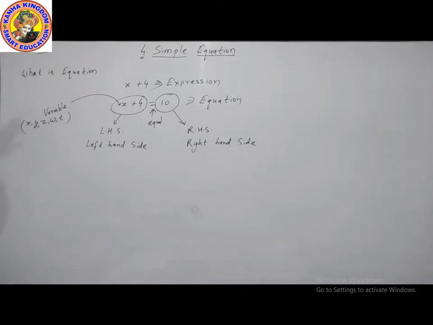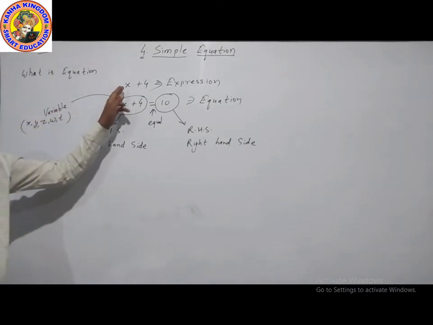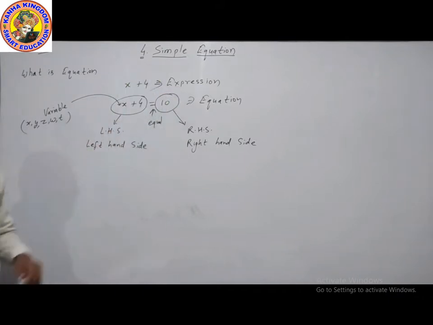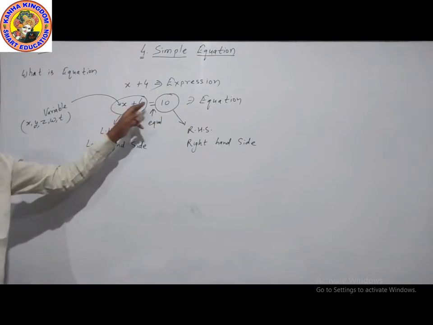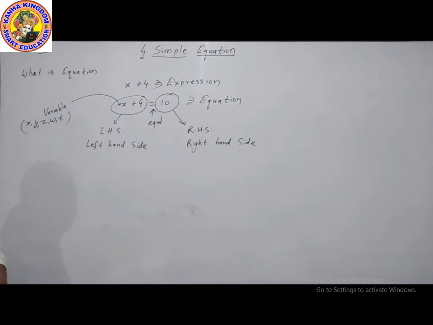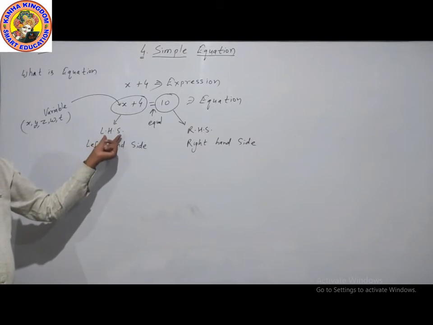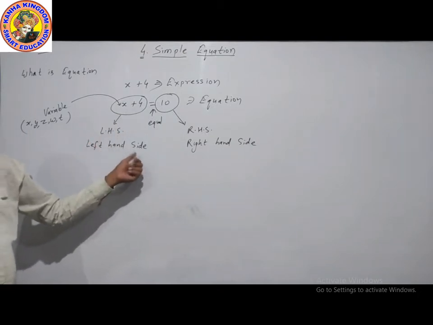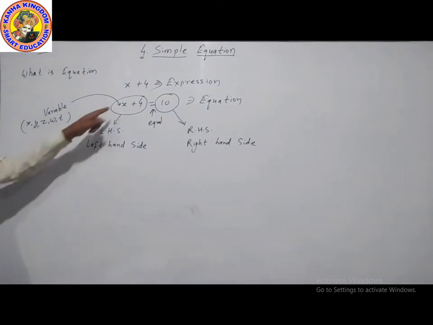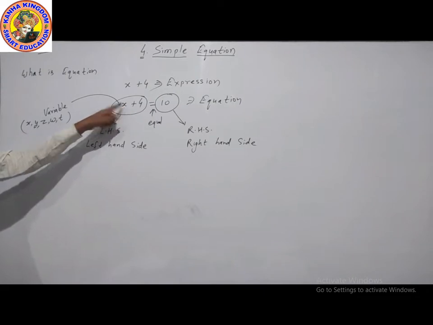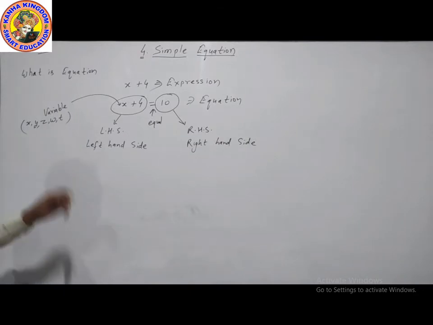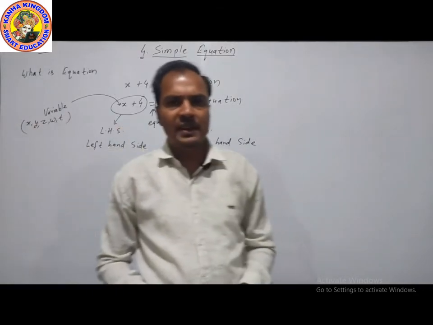Now let's begin from this. What is an equation? If we note down only x plus 4, then this is called an expression. If we write down x plus 4 is equal to 10 using the equal sign, then this is called an equation. This part is called LHS, left hand side, and this part is called RHS, right hand side. The x, y, z we are using here are called variables. Variables are x, y, z, w, t, u, v, etc. These are the variables.